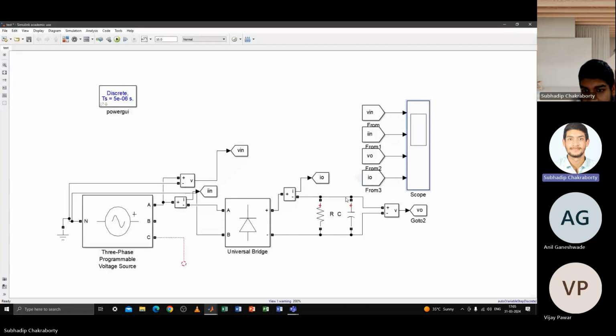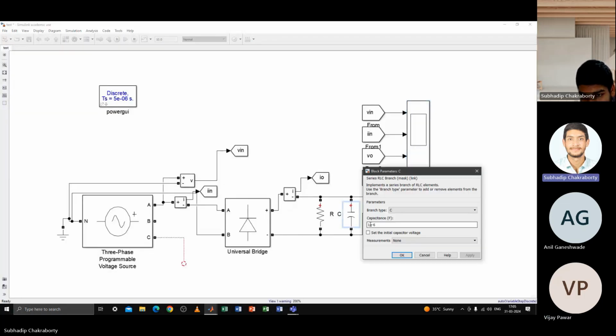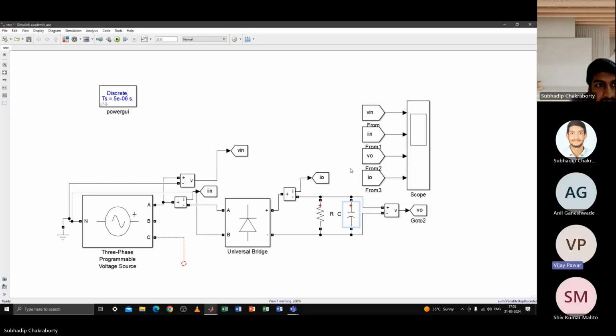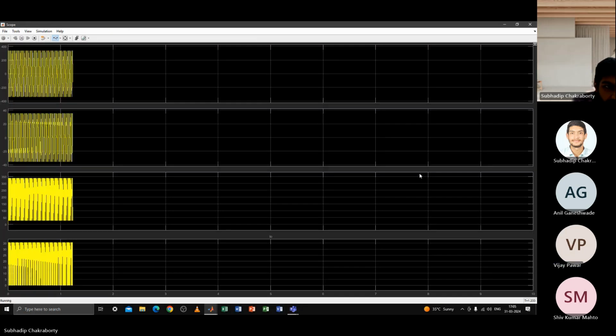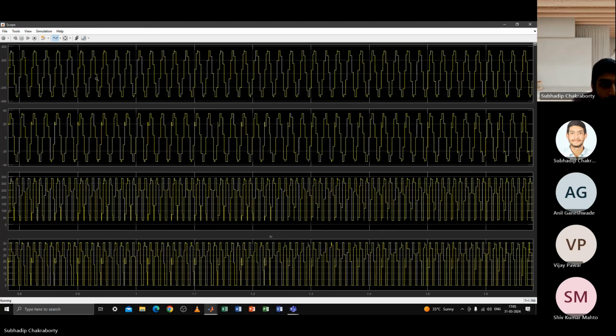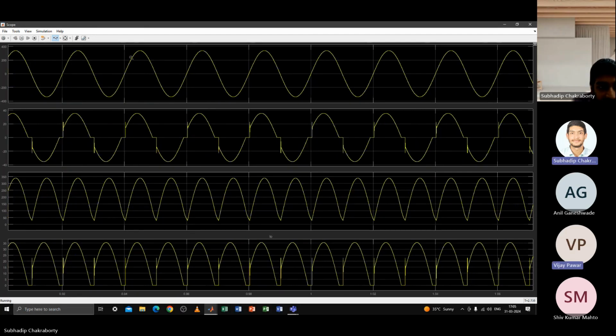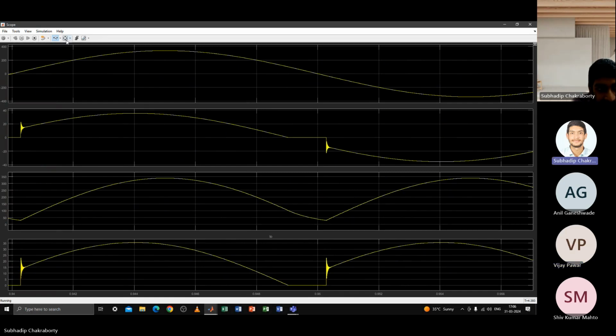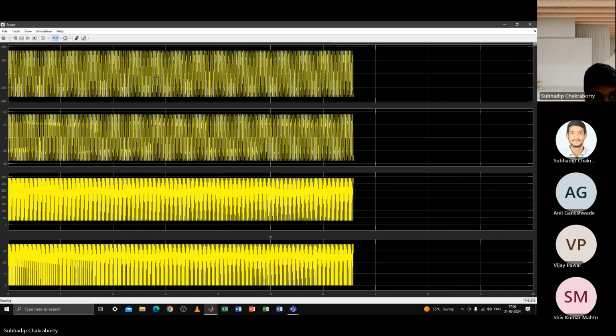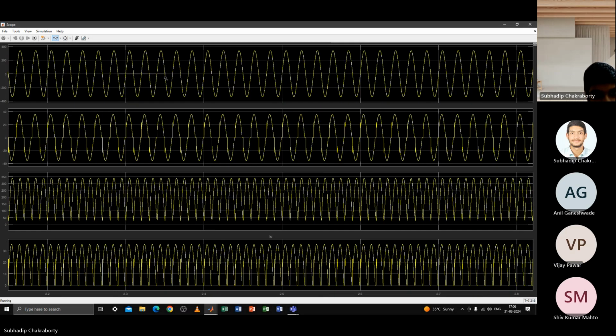So now let me increase the value of capacitance, right? Let me make it 100. Now see what changes we see, okay? Do you see any change? Yes. What is the change? Distortion is there. Correct. That is the first observation. And what is the second observation?